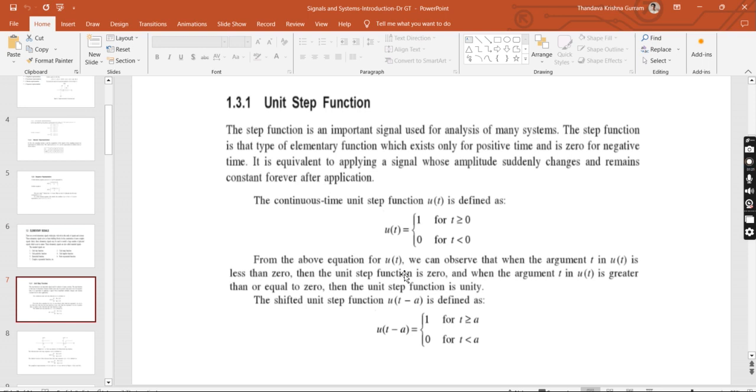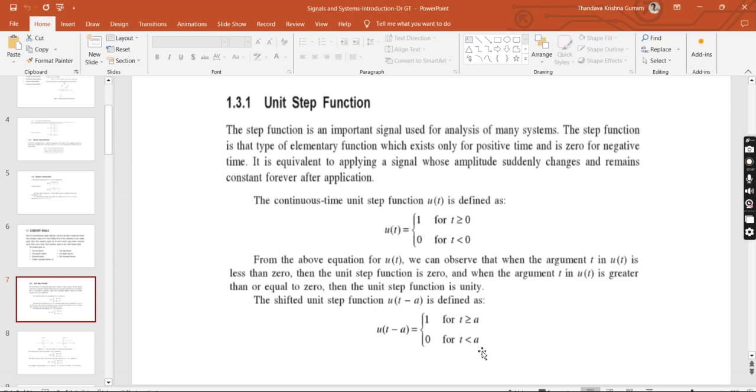The step function is an important signal used for analysis of many systems. The step function is that type of elementary function which exists only for positive time and is zero for negative time. It is equivalent to applying a signal whose amplitude suddenly changes and remains constant forever after application.